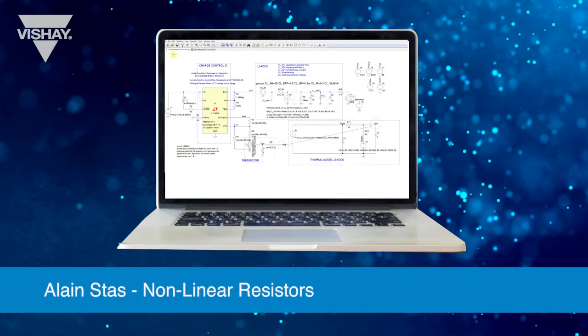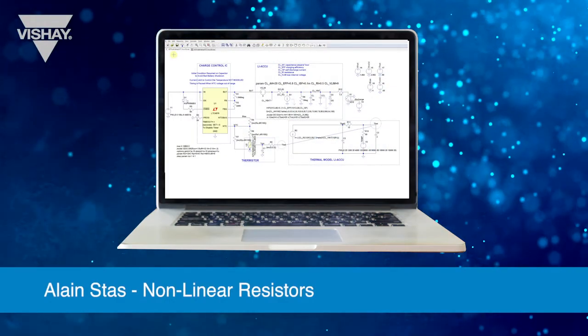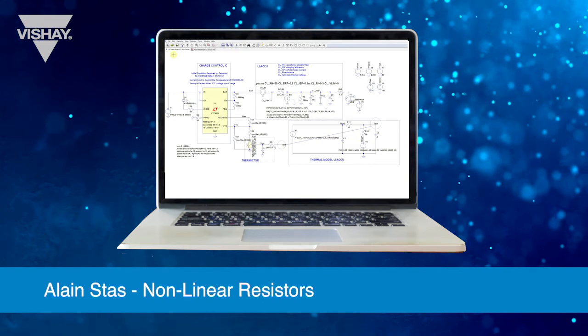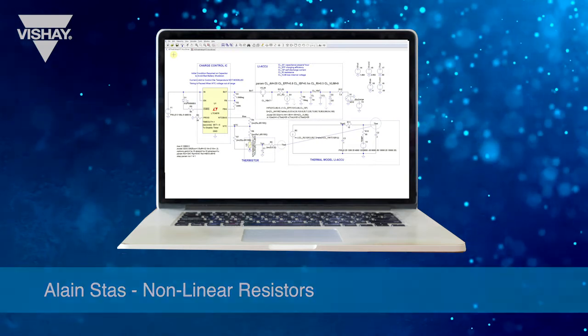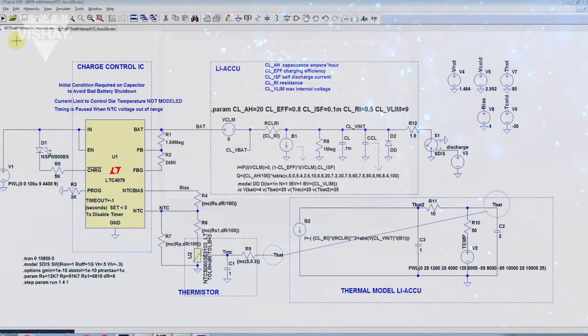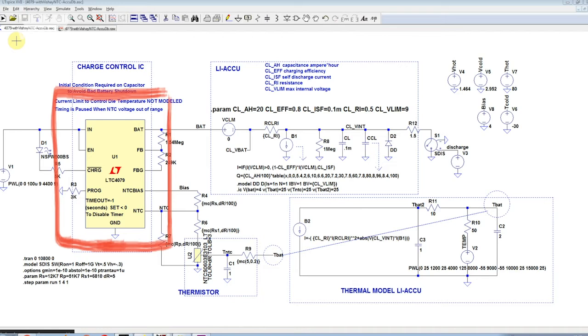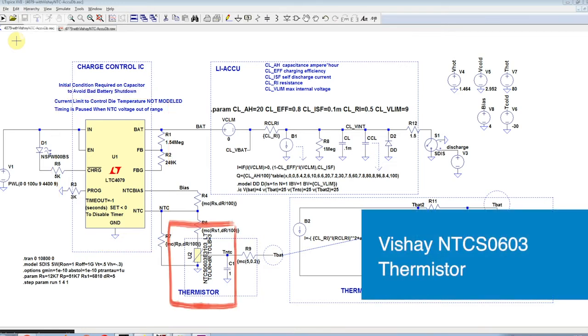Hi, I'm Anastas, product engineer for nonlinear resistors at Vishay, and this LTspice simulation session is about battery temperature control by an IC from Analog Devices using a Vishay SMD NTC thermistor, 0603, 10 kilo ohms.